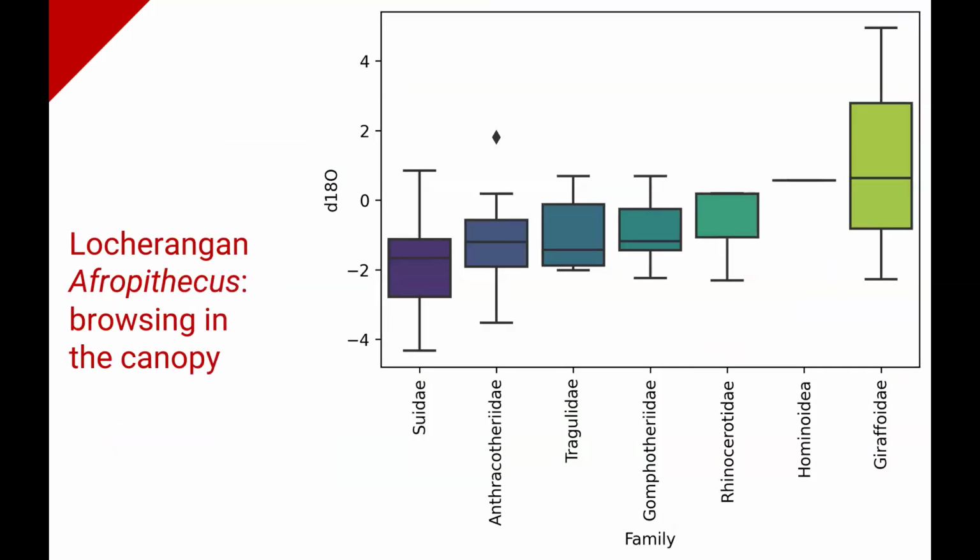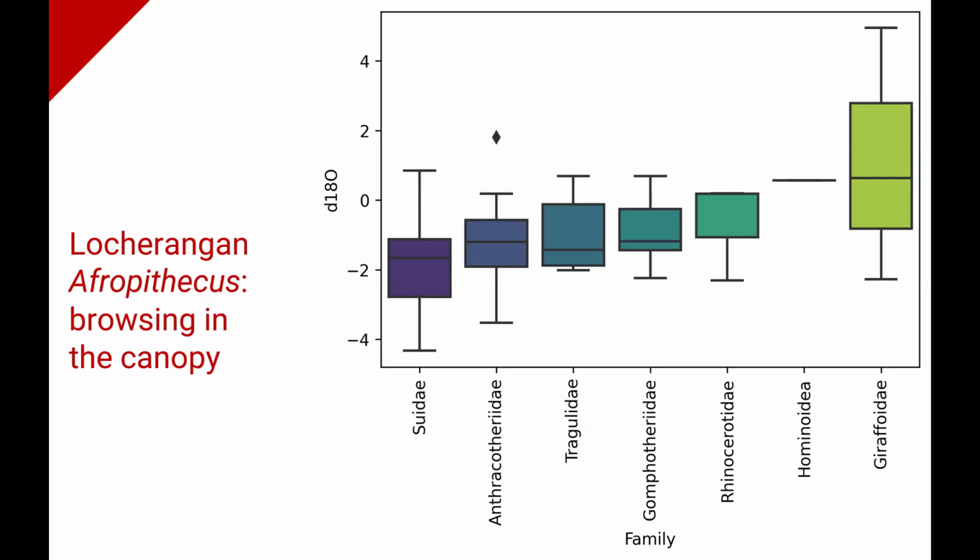Now we can zoom in on any one of these sites to try to see what's happening at a given location. And Locherangan is a really interesting site because we do have some large-bodied hominoids. These are Afropithecus specimens, generally the first large-bodied apes that we find in the world and in this region, kind of precursors to chimpanzees, gorillas, and hominins. And we have a whole range of taxa.